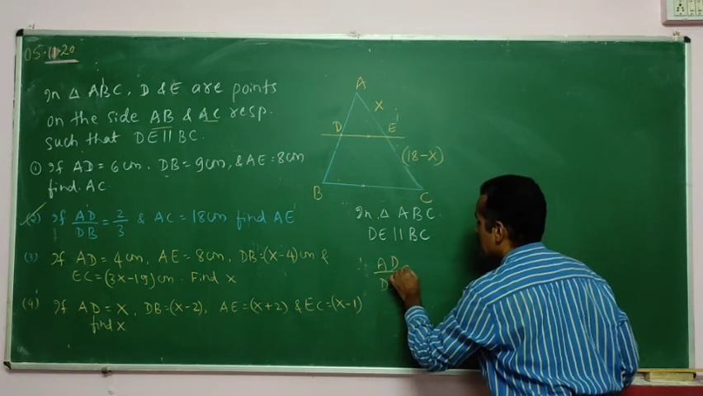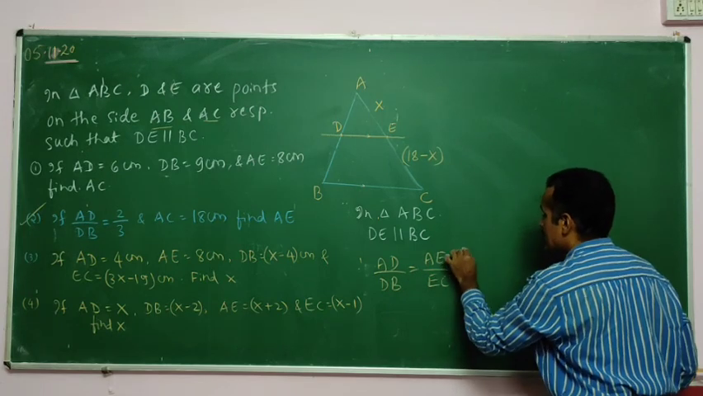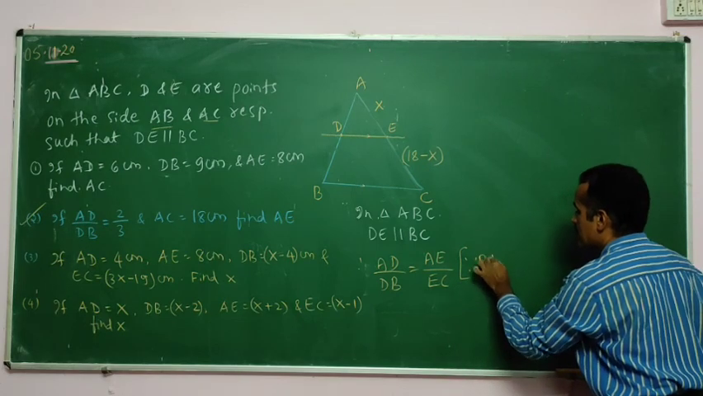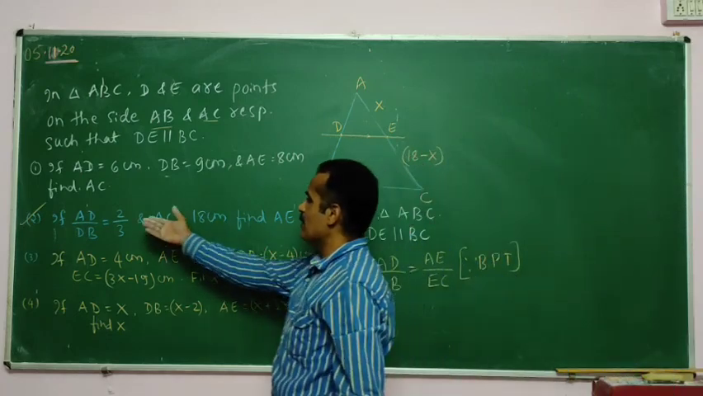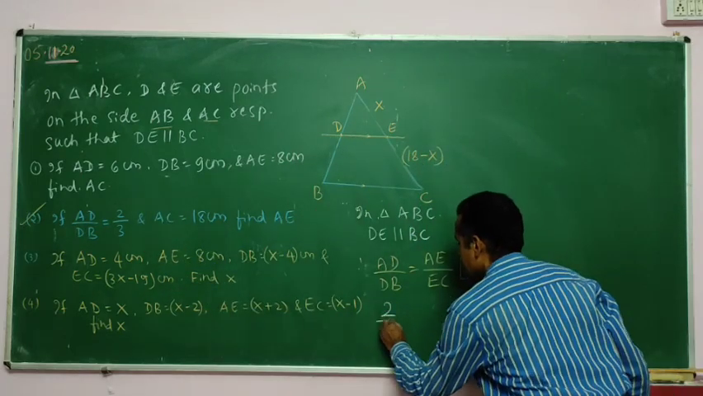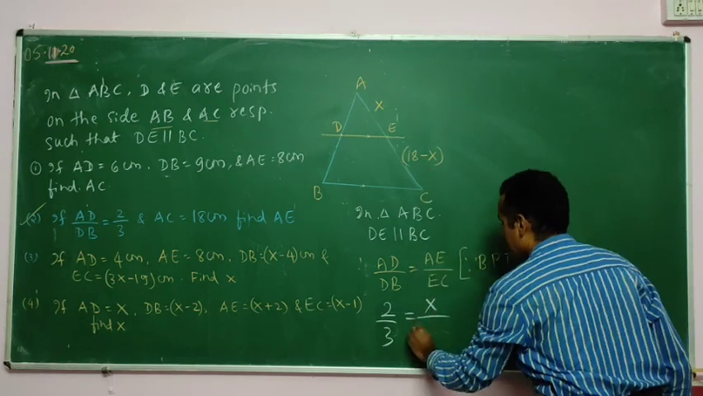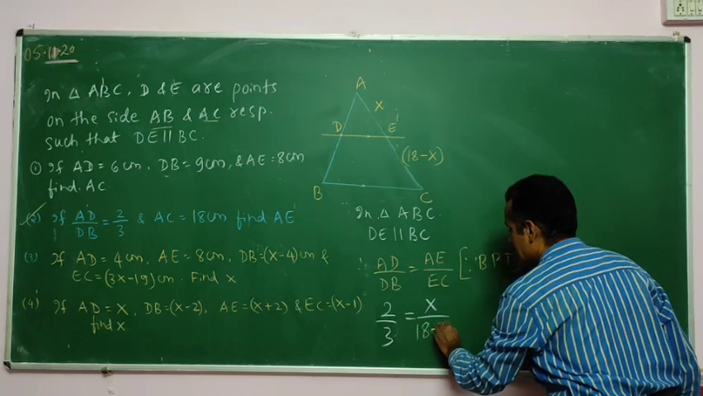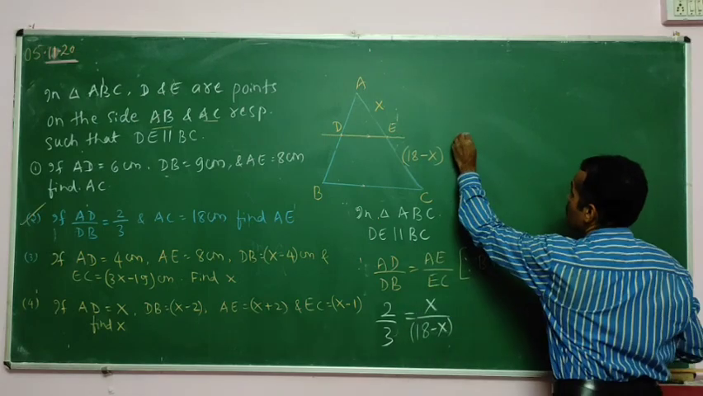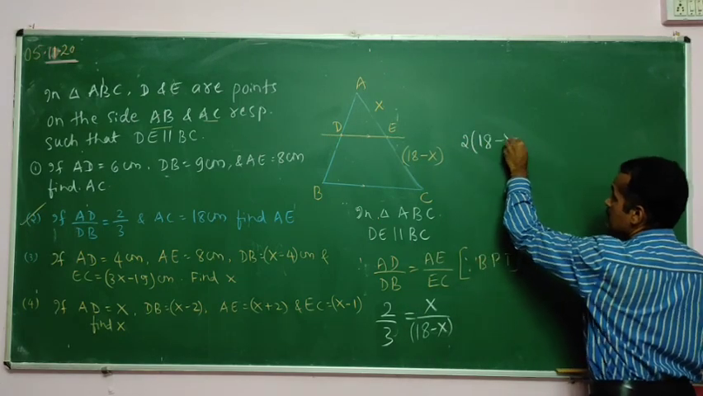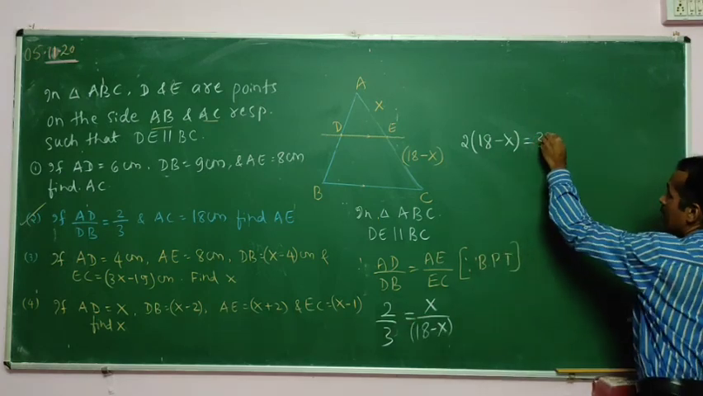In triangle ABC, DE is parallel to BC, therefore AD divided by DB is equal to AE divided by EC. This is because of the basic proportionality theorem. Come on, substitute. You know the value of AD by DB, 2/3 is equal to x divided by 18 minus x. Come on, cross multiply. It is 2 into 18 minus x is equal to 3x.